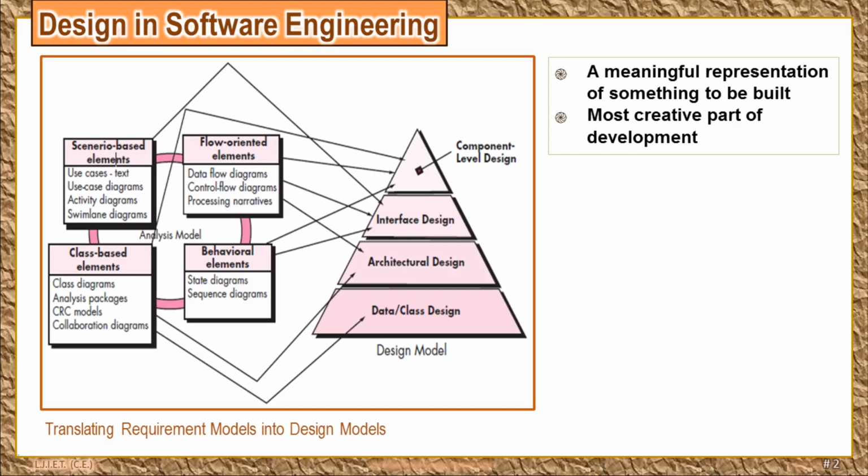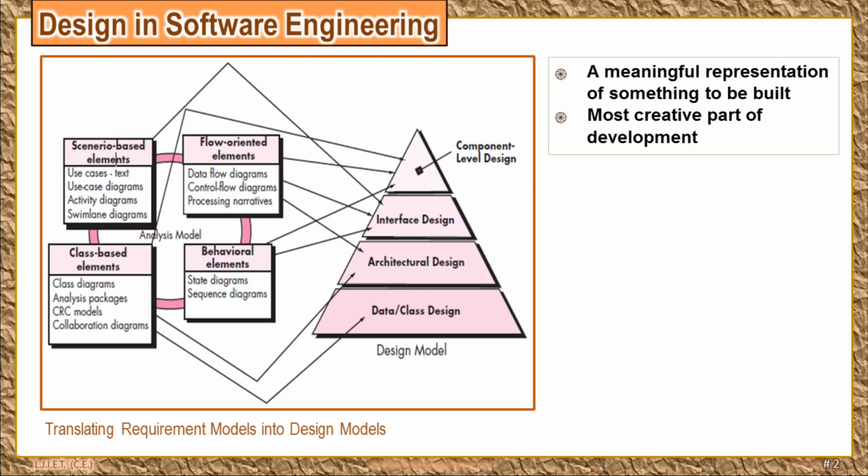Next, you can see in the pyramid the architectural design. It defines the relationship between major structural elements of the software, the architectural styles and design patterns which can be used to achieve the requirements, and the constraints that affect the way in which the architecture can be implemented.